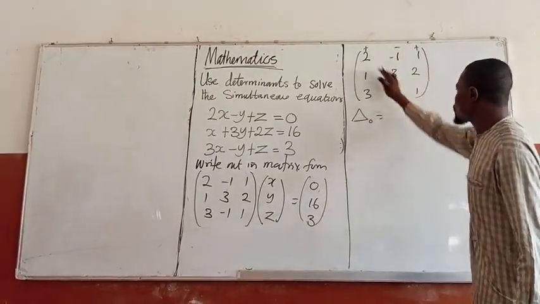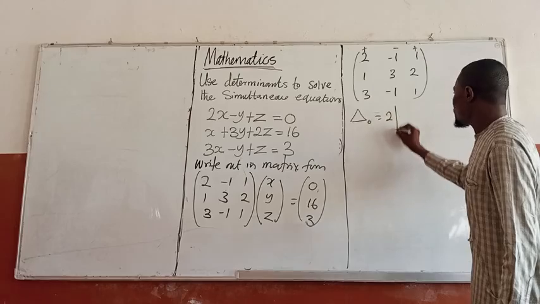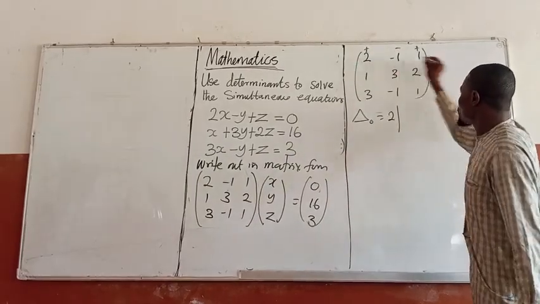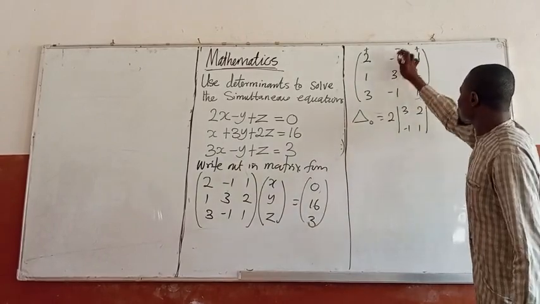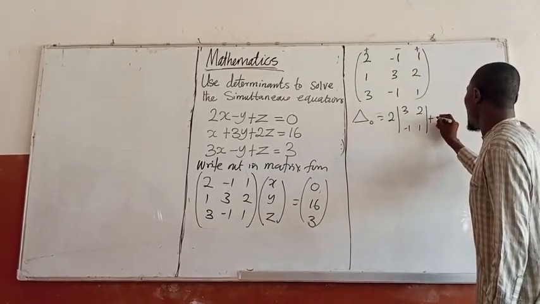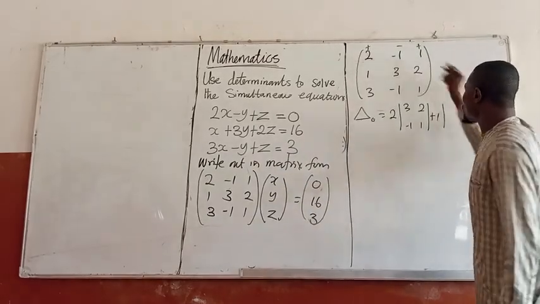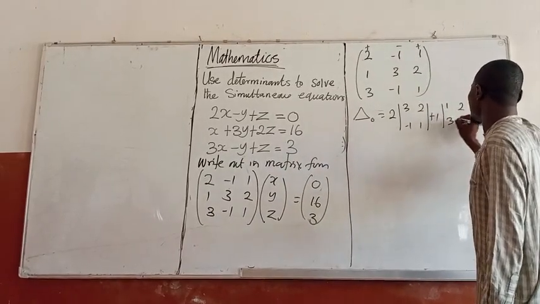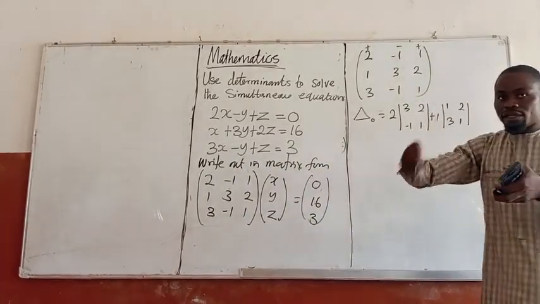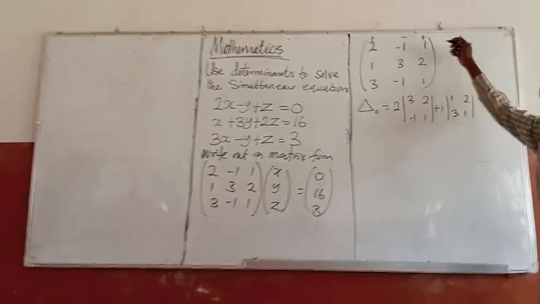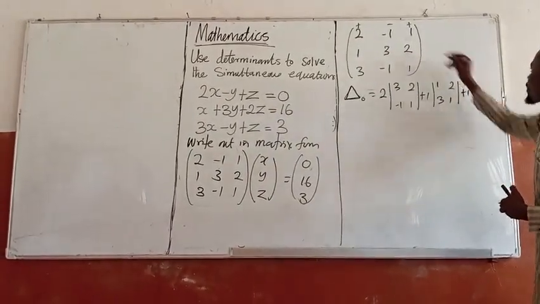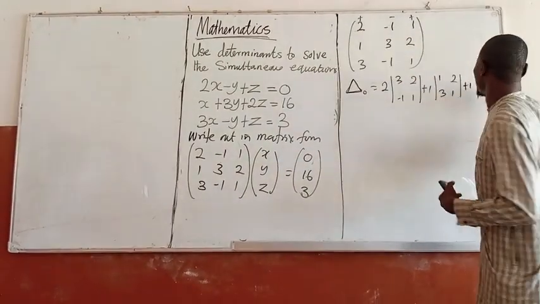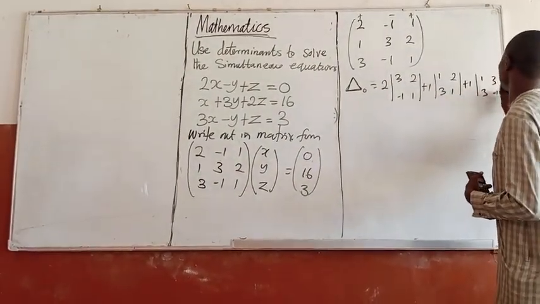Delta naught is equal to, the coefficient here is 2, then square bracket, cancel the column and row. We have 3, 2, minus 1, 1. Then this minus times minus is now plus 1. Then cancel the column and row. We have 1, 2, 3, 1. So now here is plus 1, square bracket, cancel the column and row. We have 1, 3, minus 1.